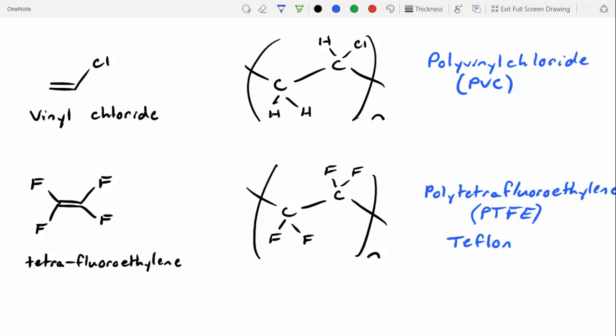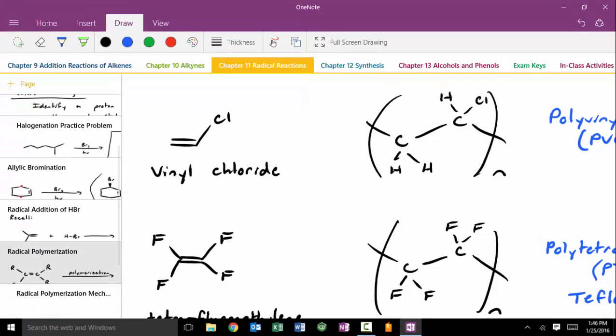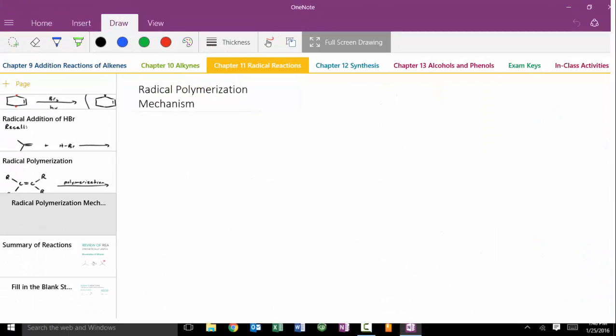I did post an article from the New York Times all about Teflon and DuPont. If you are interested in reading about it, it's a really interesting read in terms of environmental chemistry. But we didn't really get into the nitty-gritty of the mechanism for these reactions. So let's go talk about the radical polymerization mechanism.